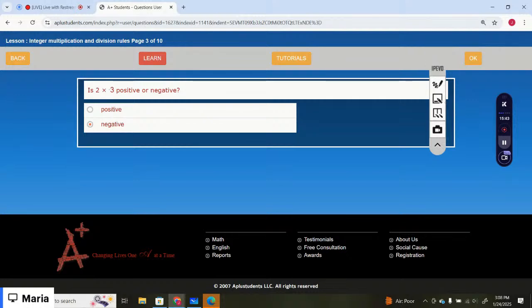Keep these two lines in your mind for integer multiplication and division. If both the numbers have the same sign, meaning both the numbers are positive or both the numbers are negative, the answer is positive. And if both the numbers have different signs, that means either of the numbers is negative, the answer is negative.